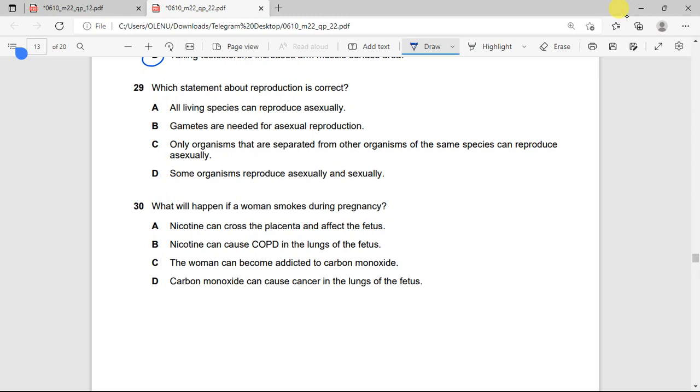Which statement about reproduction is correct? All living species can reproduce asexually? No. Gametes are needed for asexual reproduction? No. Only organisms that are separated from other organisms of the same species can reproduce asexually? No. Some organisms reproduce asexually, and that's correct. Now, what will happen if a woman smokes during pregnancy? Nicotine can cross the placenta and affect the fetus. That's correct.